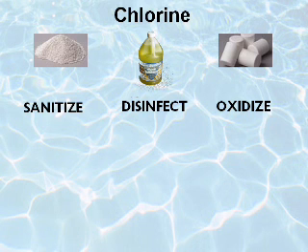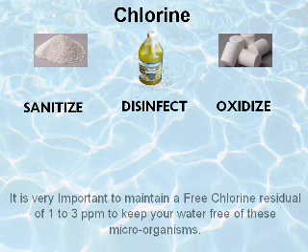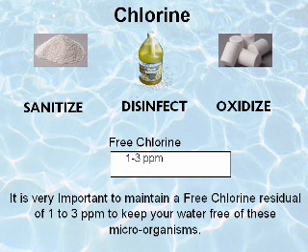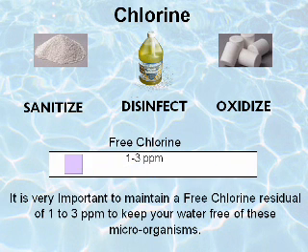Organic material, bacteria, and algae are regularly introduced into the pool water, yet are not always visible to the naked eye. That is why it is so important to maintain a free chlorine residual of 1 to 3 parts per million to keep your water free of these microorganisms.